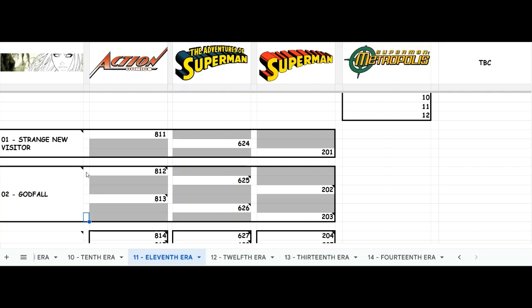I still don't really fully get what's going on here. Like, what's the deal with Kandor? Is it from Krypton? Is it not? I don't really understand, but hey, there we go.